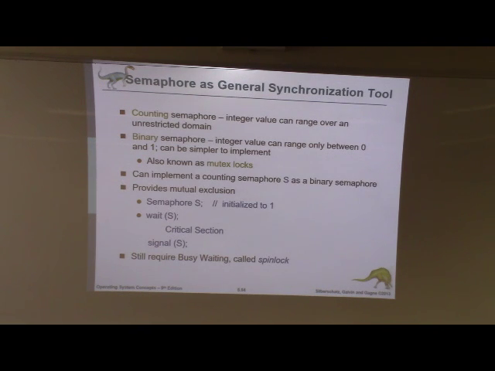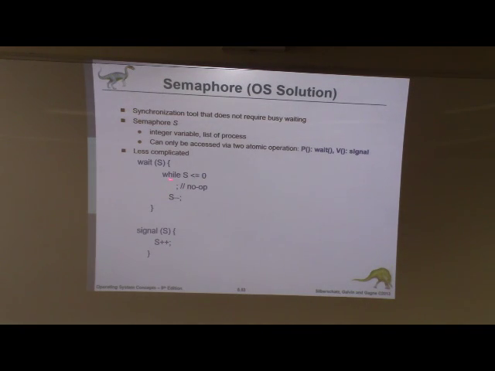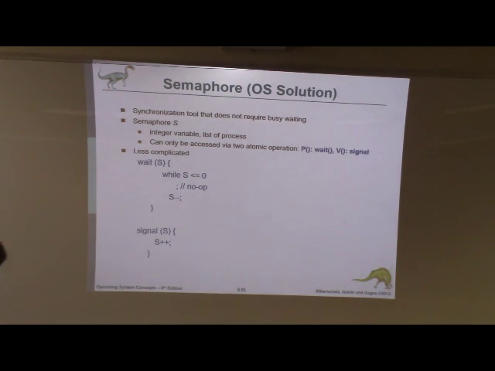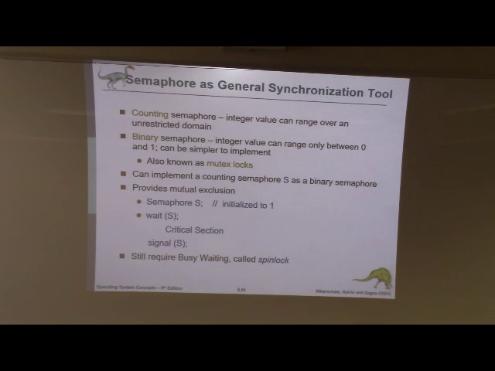So it's very simple. However, it still requires busy waiting when somebody else uses it. It's called busy waiting or a spin lock. Spin lock is a kind of lock that spins in an infinite loop until the other process performs the signal operation. So it's still busy waiting, like the software solution.